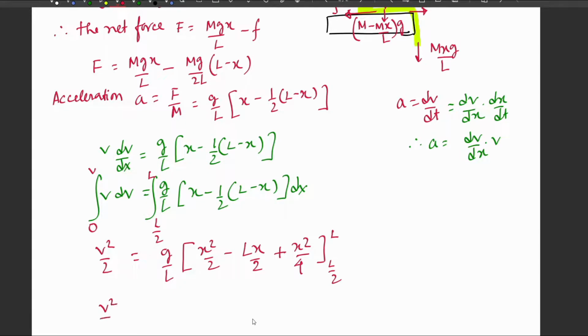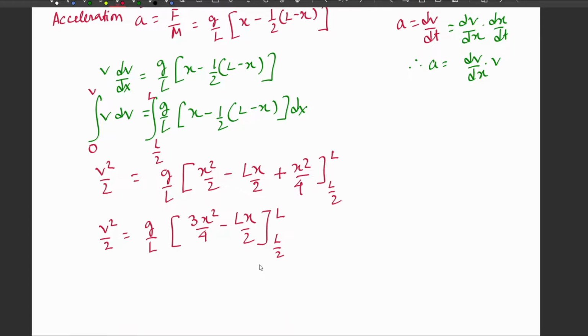Then v square by 2 is g by L into 3x square by 4 minus lx by 2, with limit L by 2 to L. Then v square by 2 is g by L. Here 3 by 4, we are using the limits here. This is L square minus L square by 4, minus L by 2 into L minus L by 2.